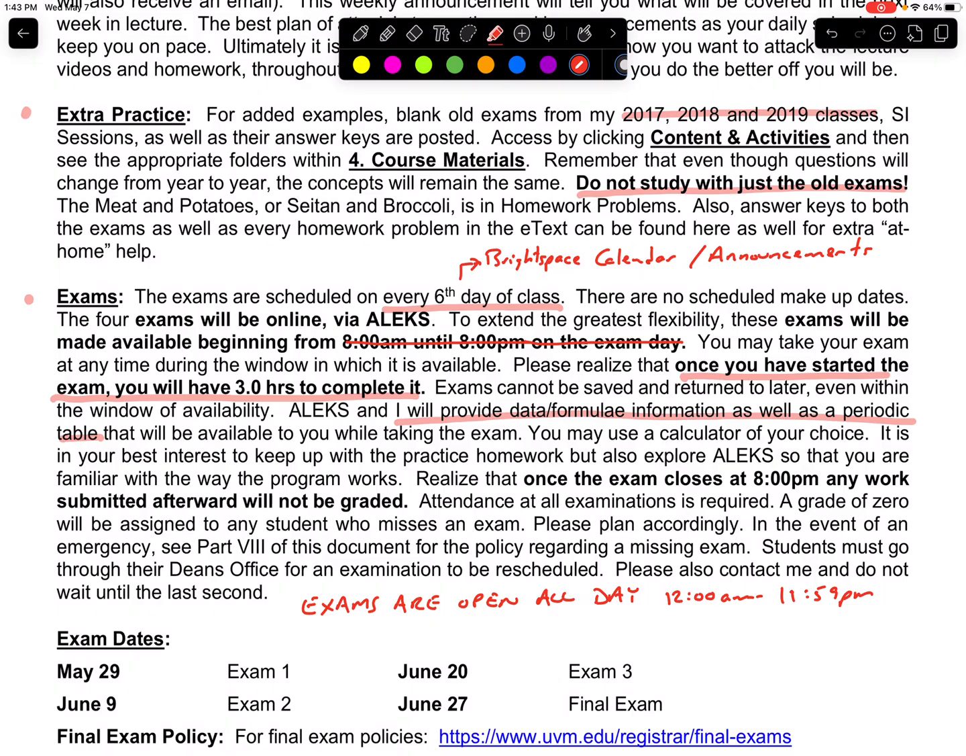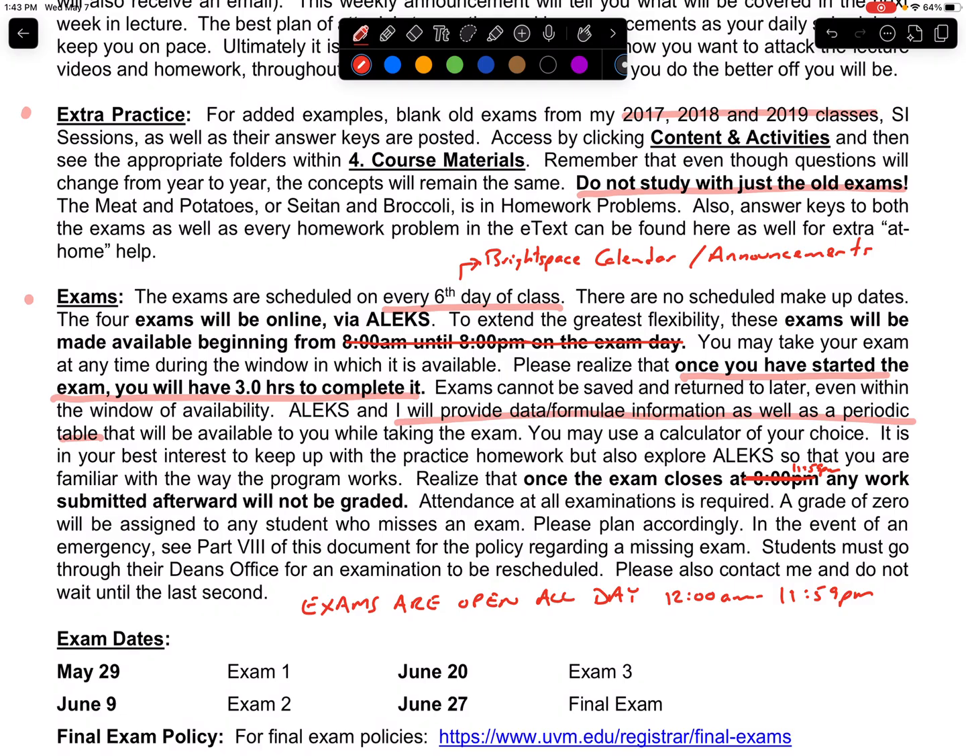You can use any calculator of your choice. That being said, I would make sure that you understand how the ALEKS platform works, even though we'll only be looking at assessments on ALEKS, as well as access to your e-text. Make sure we know how to use that program. Once the exam closes, at 11:59 p.m., any work will be submitted after that point. So if you leave anything blank, it'll be submitted and then graded.